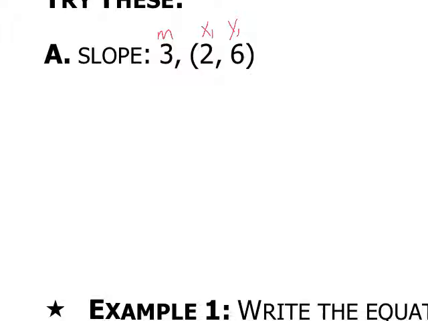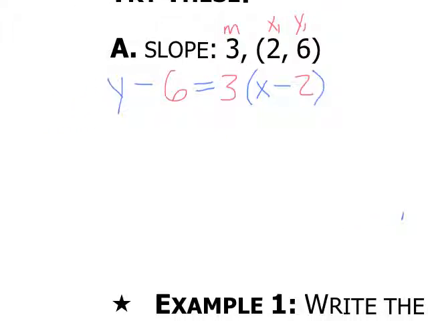So I have y minus, and then what's my y value? Did they give me? 6. Equals m. So what's the m value they give me? 3. Parentheses x minus, and then what's the x value they give me? 2. That is, let me slide over here. This right here is point slope form.